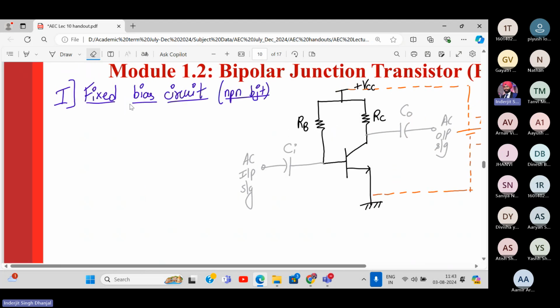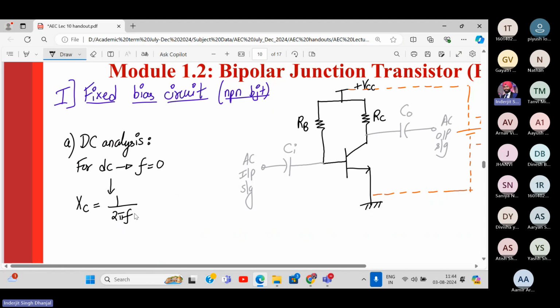Okay. So first thing we write down is we are doing DC analysis. So let's write down DC analysis. Now for DC, do you agree frequency is zero for a DC? Yes or no? So what will be capacitive reactance? 1 upon 2 pi FC. Can you tell me how much is this? Infinity.